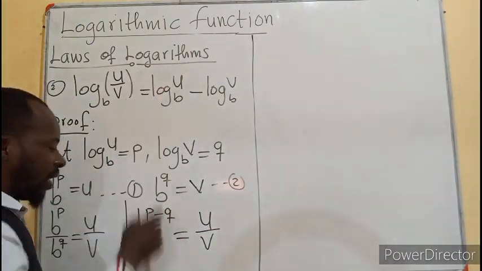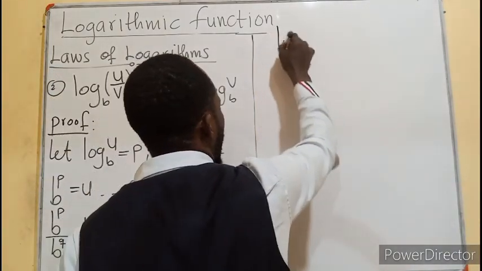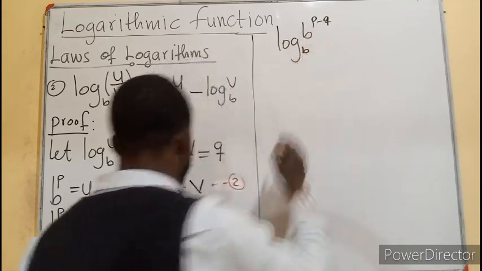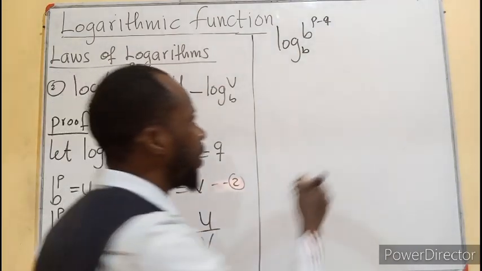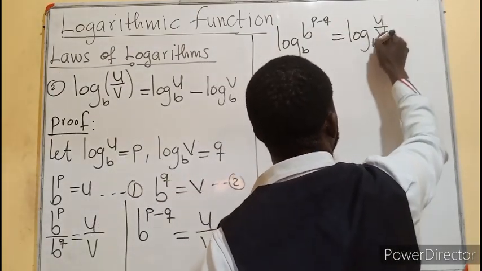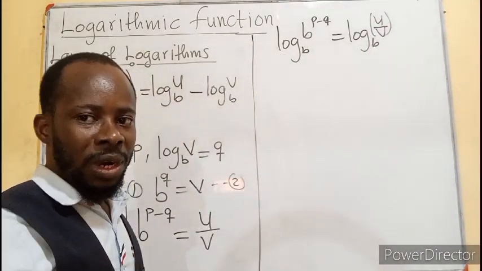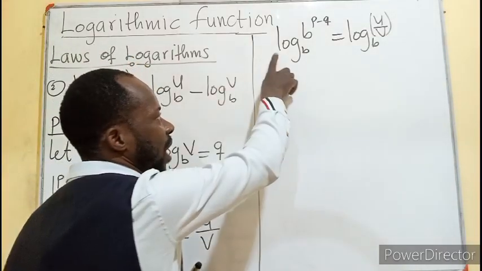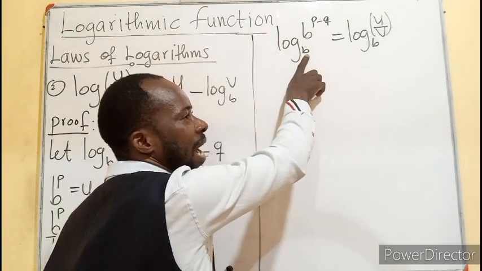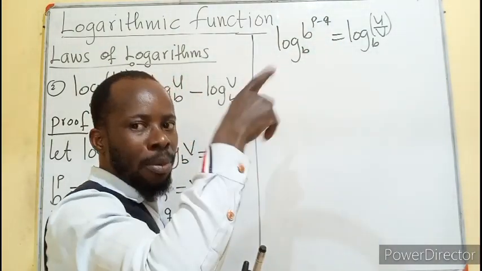So what do we do next? Since we are doing logarithm, let's take logarithm of both sides. That will become the log of b exponent P minus Q, base b, equals the log of u over v, the same base. We can also remember the property that says if the base and the base here are the same, you only take the argument. So we can move along with that property.